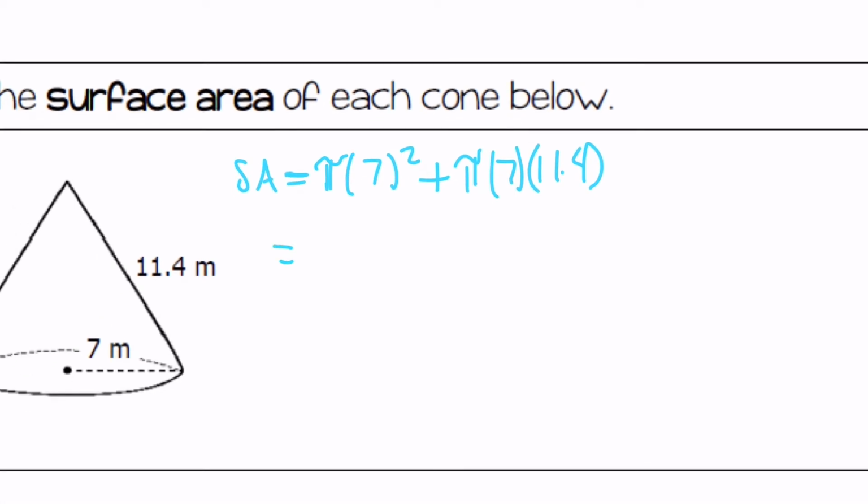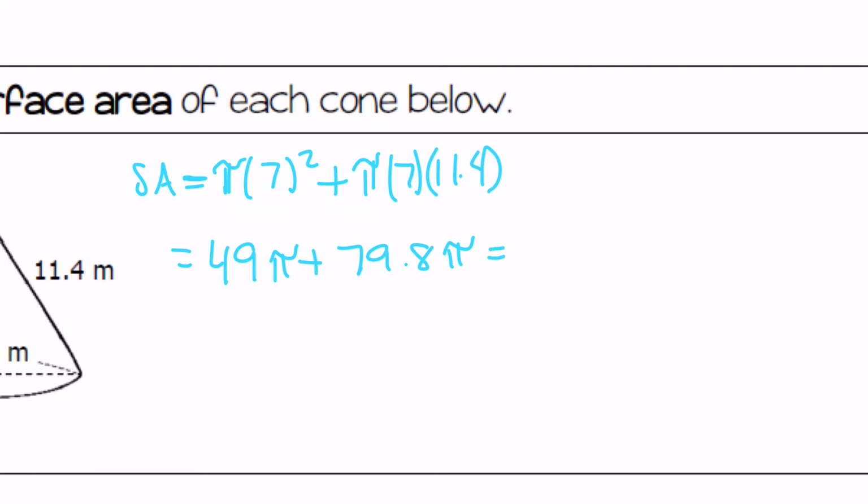So I would end up with 49 pi plus 79.8 pi, which equals 128.8 pi. So then that leaves my surface area equal to 404.64 meters squared.